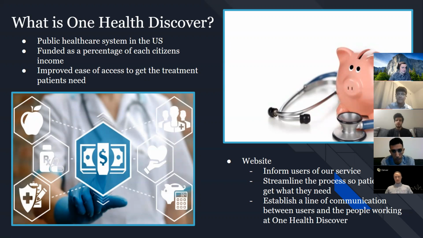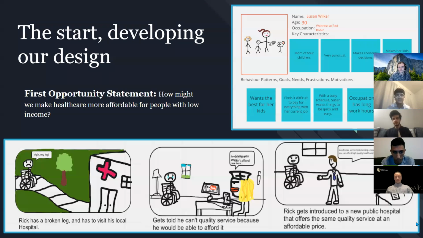When considering how we might make the ease of access to our service better, we thought a website service would be the most useful. In our website, we wanted to inform users of our service, streamline the process of getting the treatment they need, and establish a clear line of communication between the users and the people at One Health Discover. Next, we'll go with Alex on the opportunity statements.